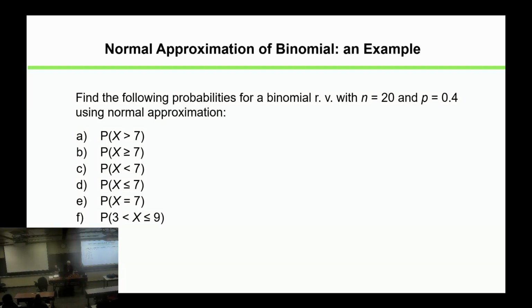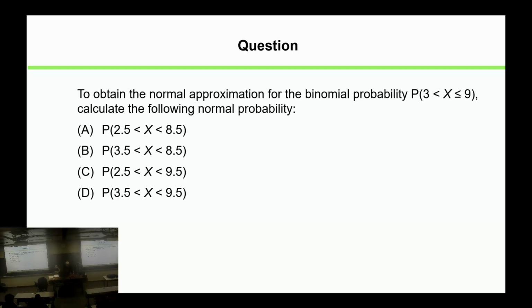Now this one is kind of a wild one: 3 is less than x, but x is less than or equal to 9. Let's just think about this one for a moment and ask ourselves, what normal probability should I be looking for here?